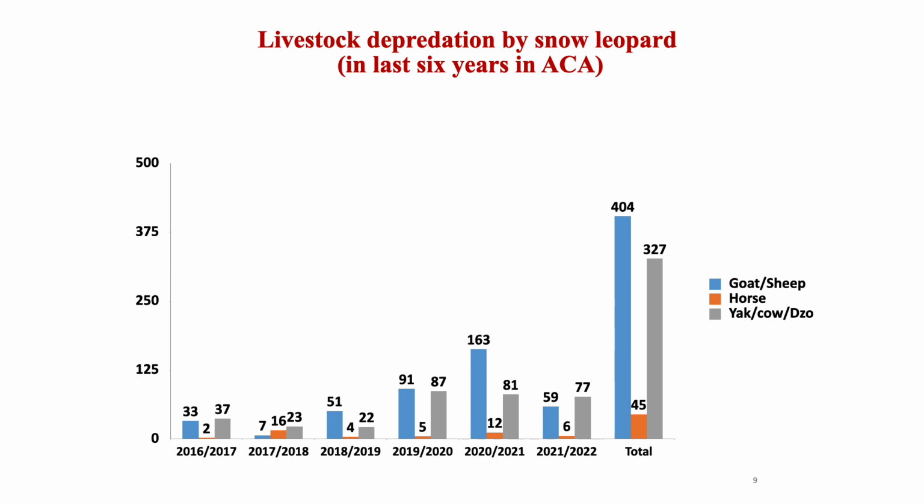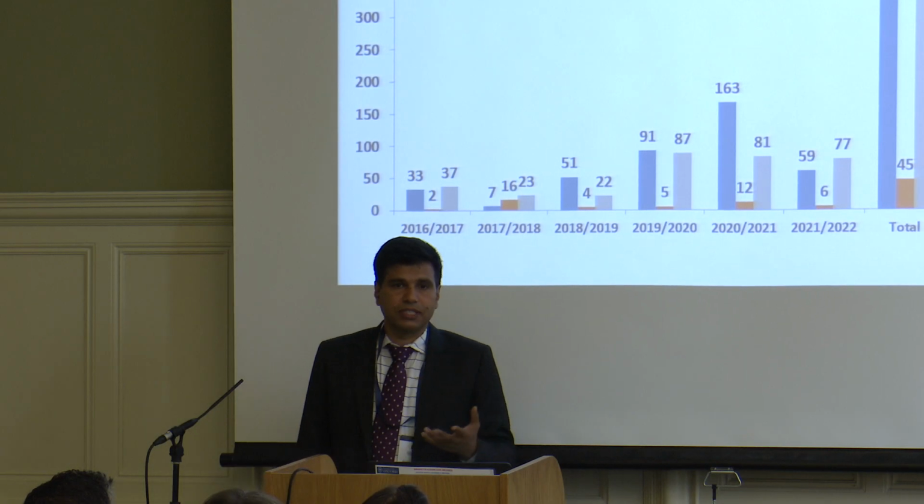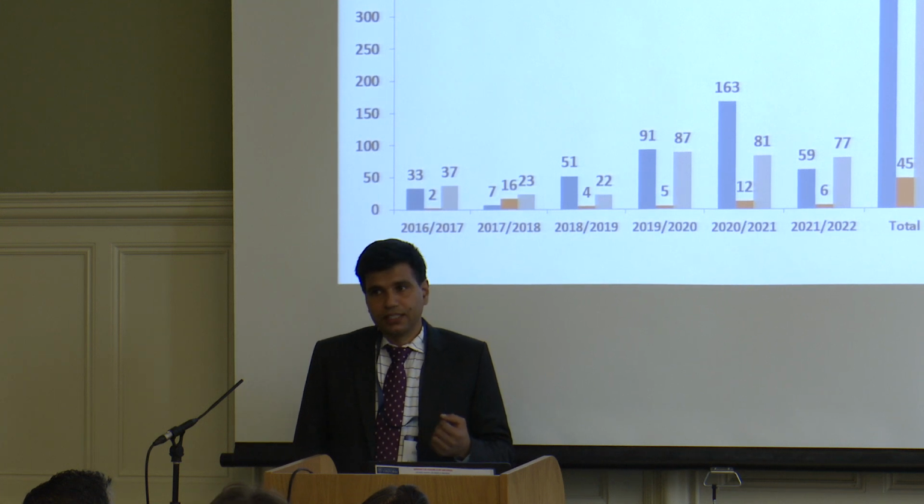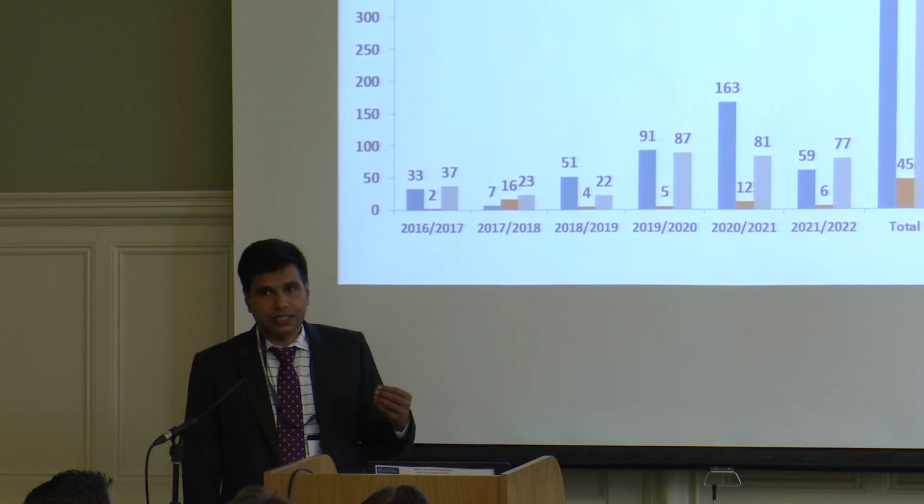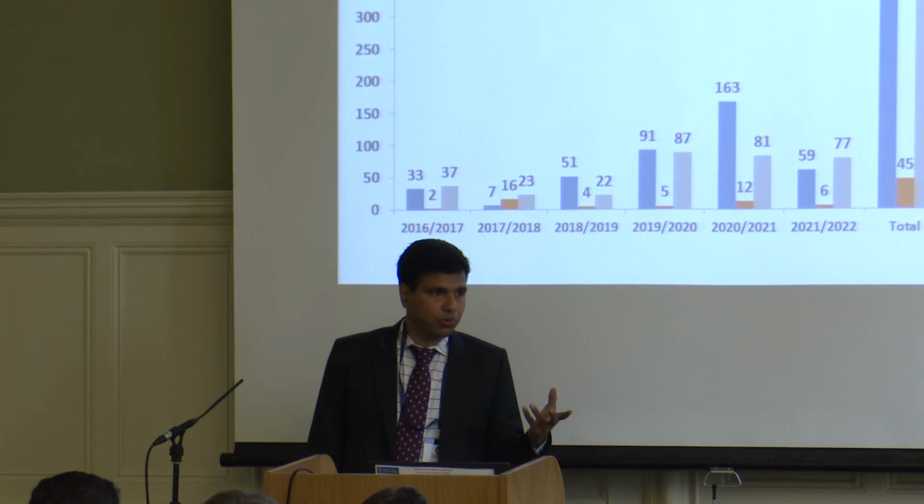The total number of sheep and goats killed by the snow leopard in the last 6 years is more than 400, plus more than 445 horses, and more than 300 yaks, jo, and cows. And this figure doesn't include all the livestock depredated by the snow leopard in the mountain. Yes, these are only the registered cases.